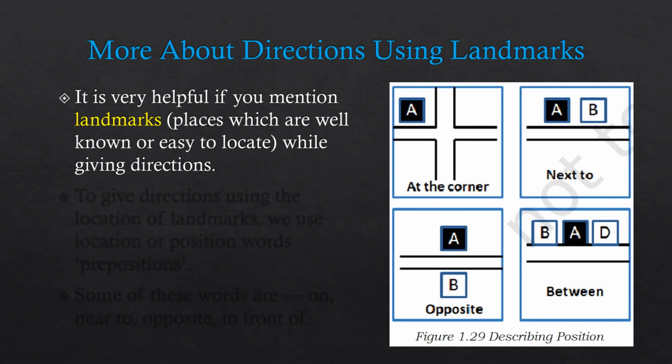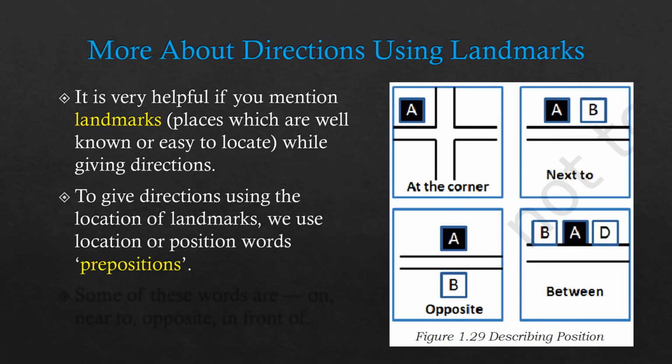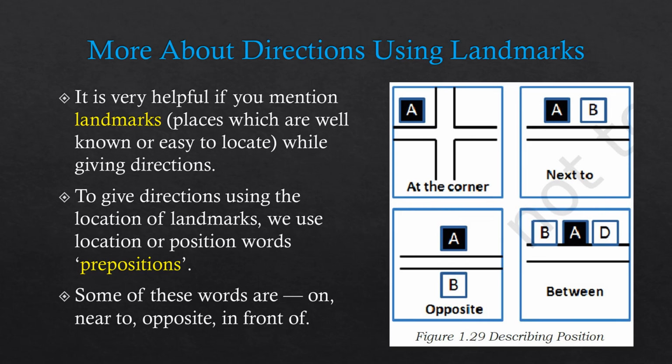You can use words called prepositions to give directions using landmarks. Some of the prepositions are on, near to, opposite, in front of. All these words, I mean the prepositions, we have discussed in our previous video. In the figure, it is shown how we can use the prepositions to give directions. We can say at the corner. So here we are using the word at, which is a preposition to indicate the position of the destination.